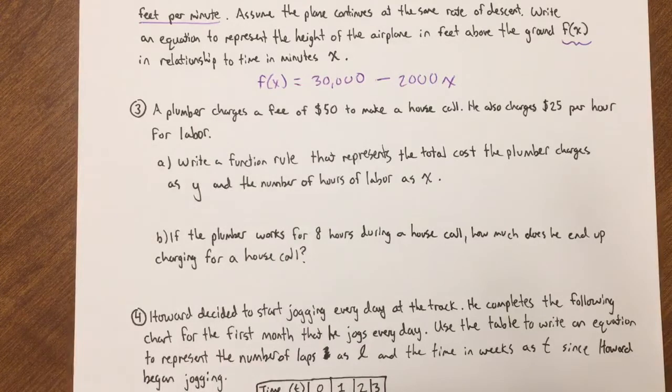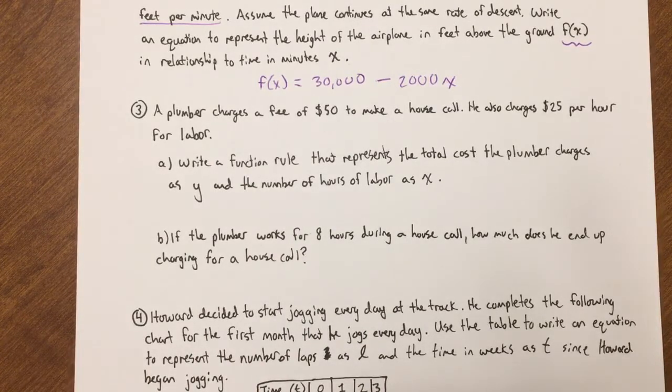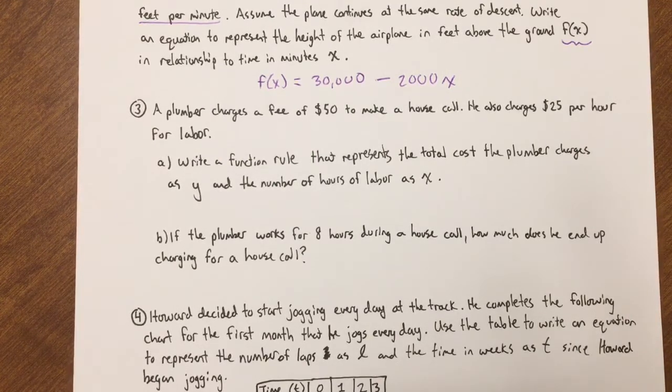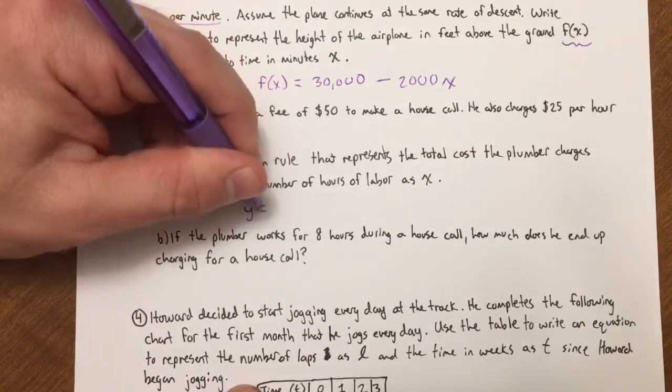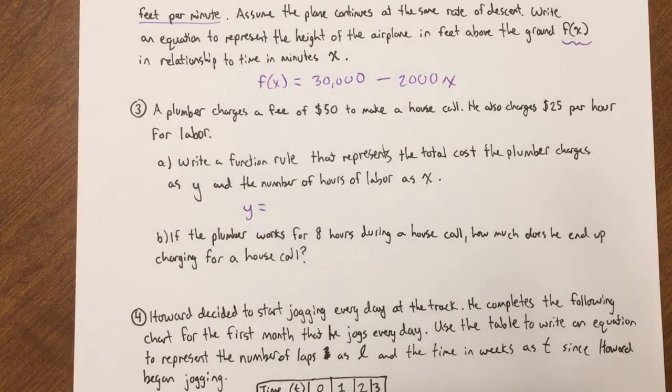So part A says write a function rule that represents the total cost the plumber charges as y and the number of hours of labor as x. So those are our two variables that we're going to use for our function rule. Remember, y and f of x are used interchangeably a lot of times. So we're going to start off with the variable y since that's our output variable.